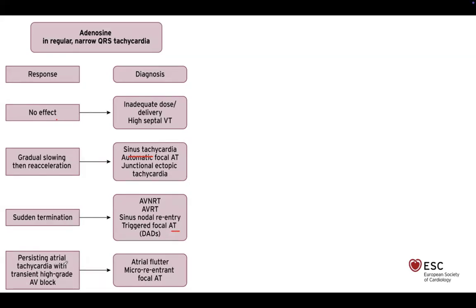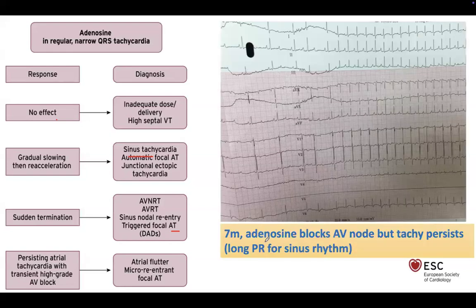And then, if you see persistent P waves, tachycardia P waves that are marching through, and then you block the AV node, you can unmask your atrial tachycardia, or you can unmask your atrial flutter. So adenosine is very helpful to unmask atrial tachycardias or atrial flutter, or to terminate AVNRTs and AVRTs. Okay, guys.